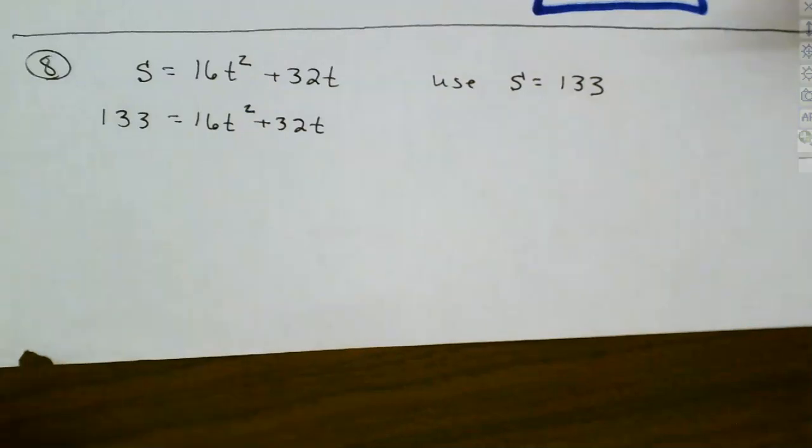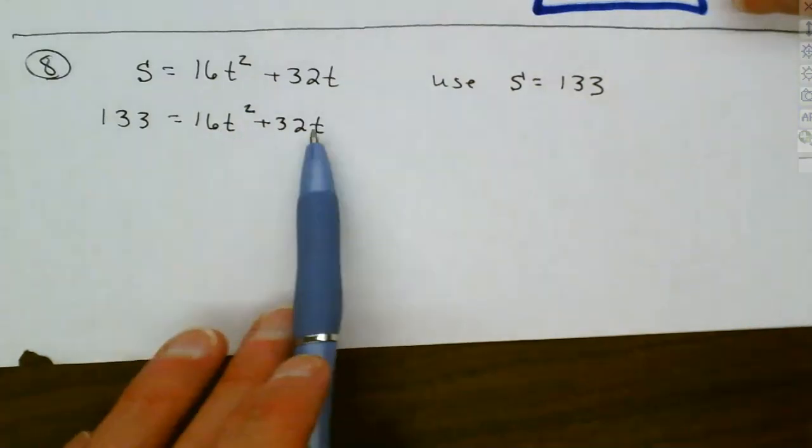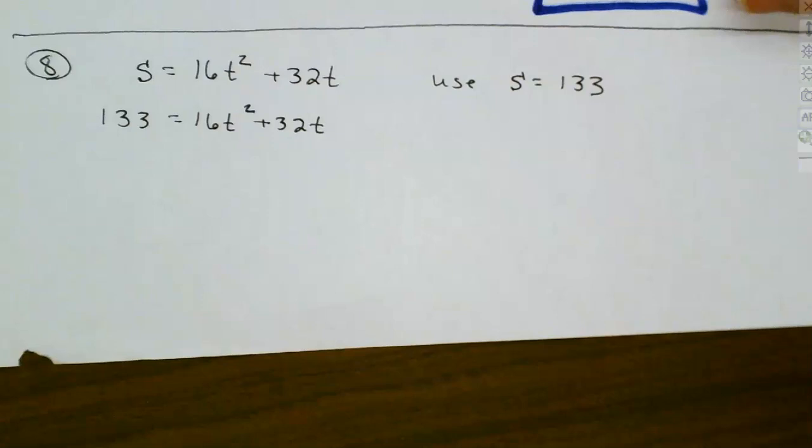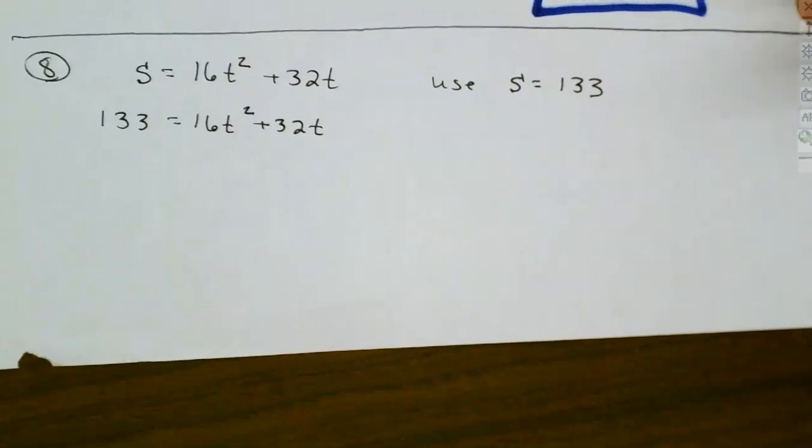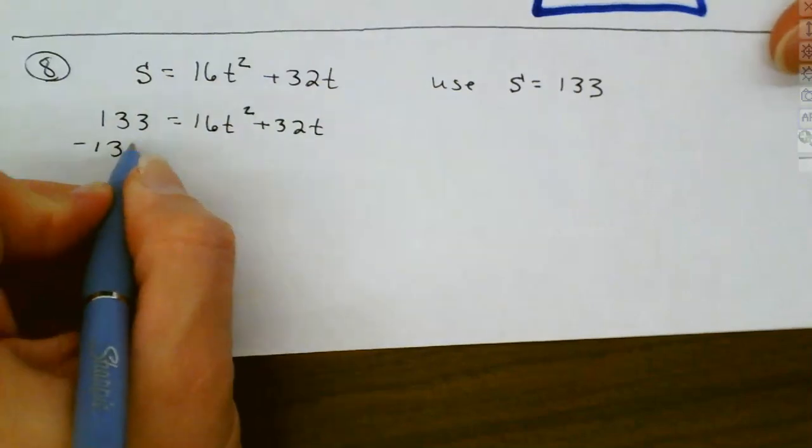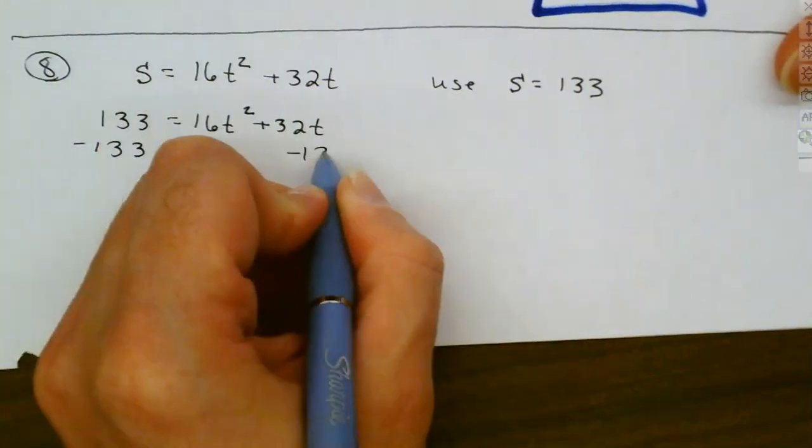Why can I not use the square root property? Because you have t and t squared, right? So that means you cannot use the square root property. You have to use either zero factor or quadratic. It says round, so that means it's probably going to be quadratic. So we're going to begin by moving that 133 over.